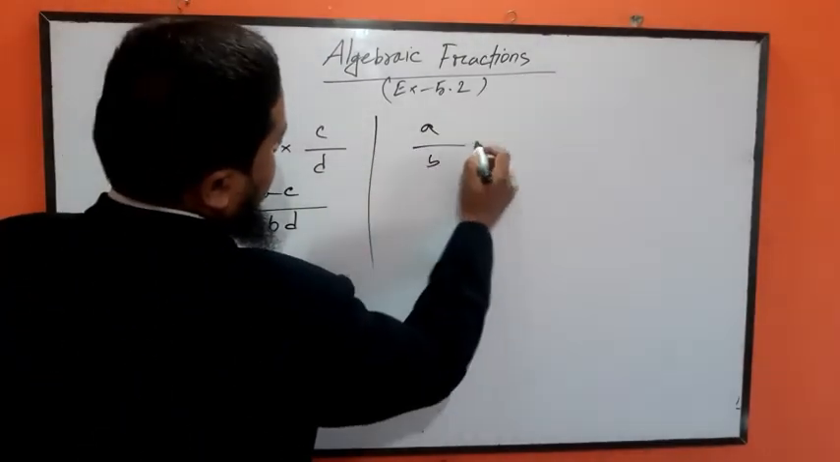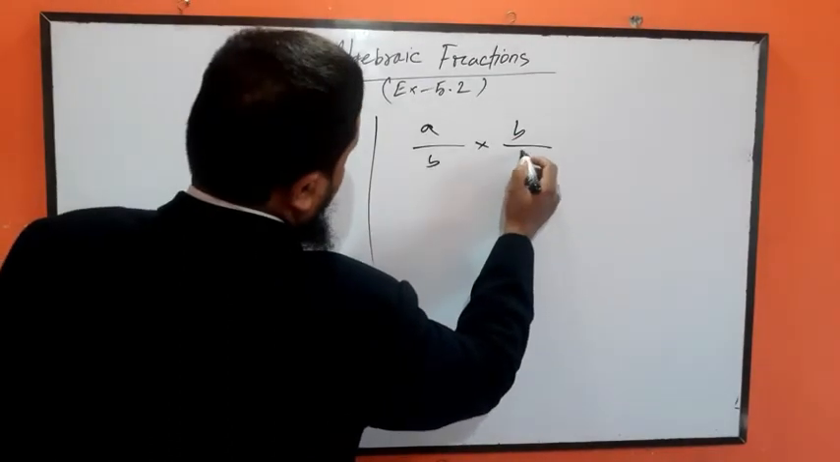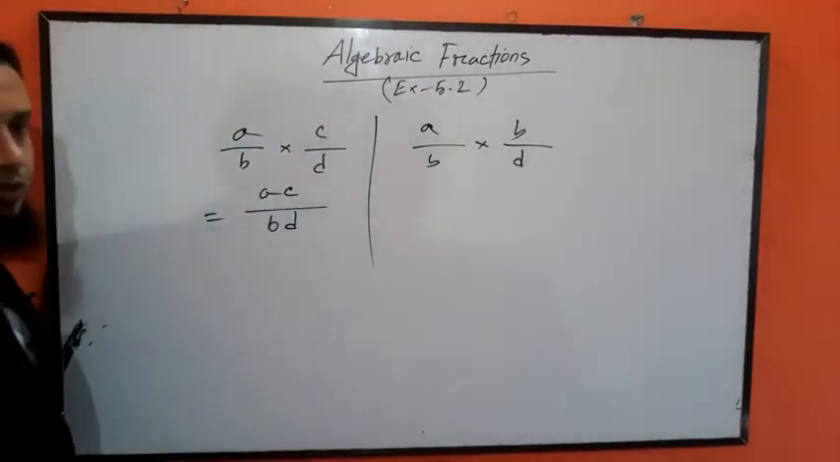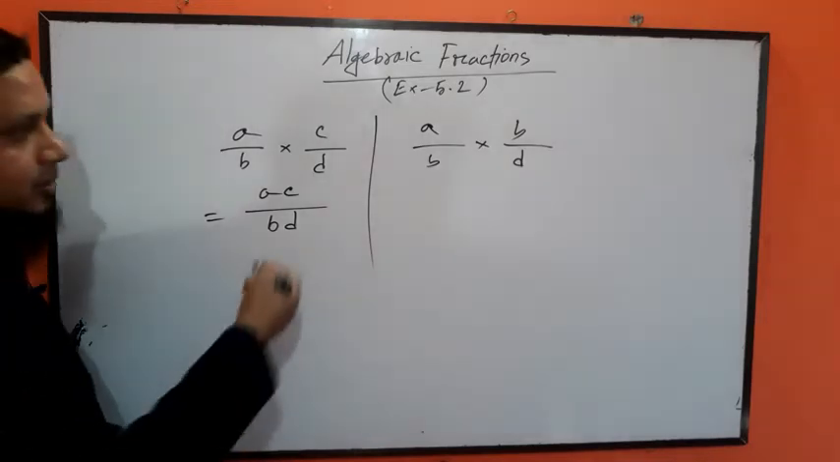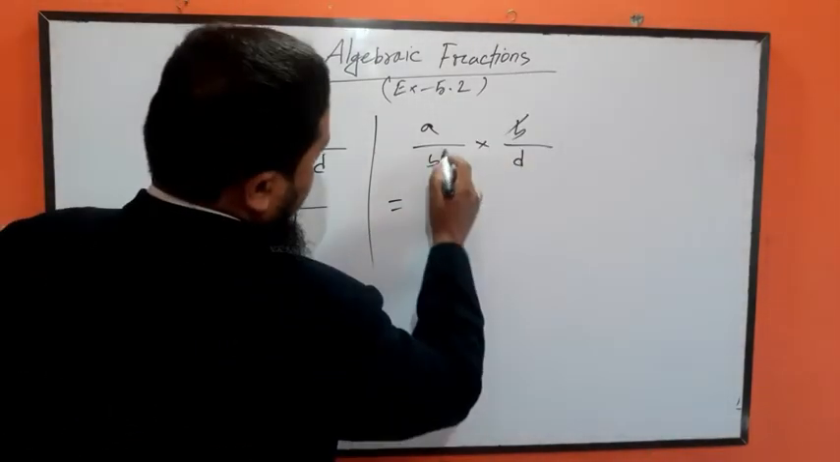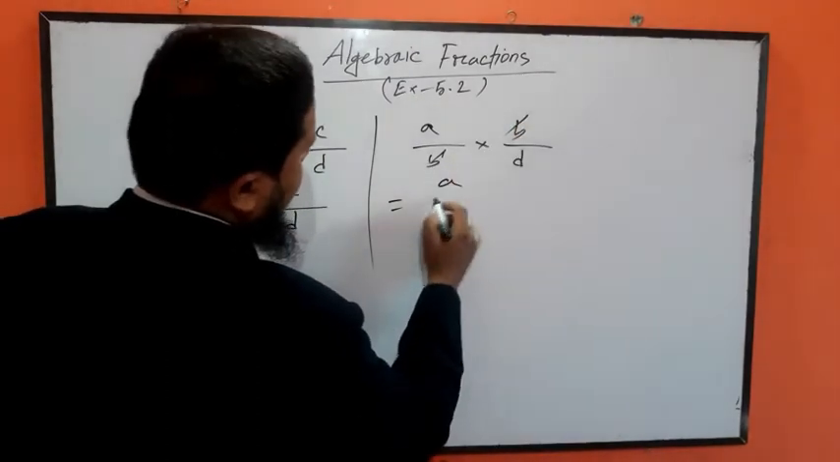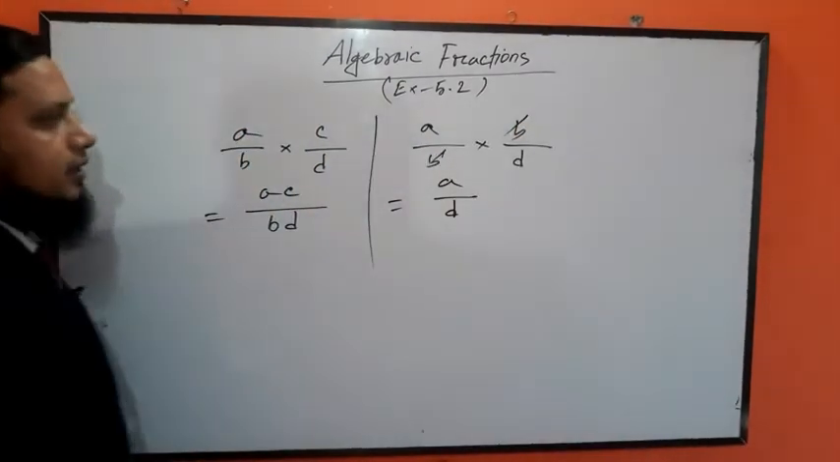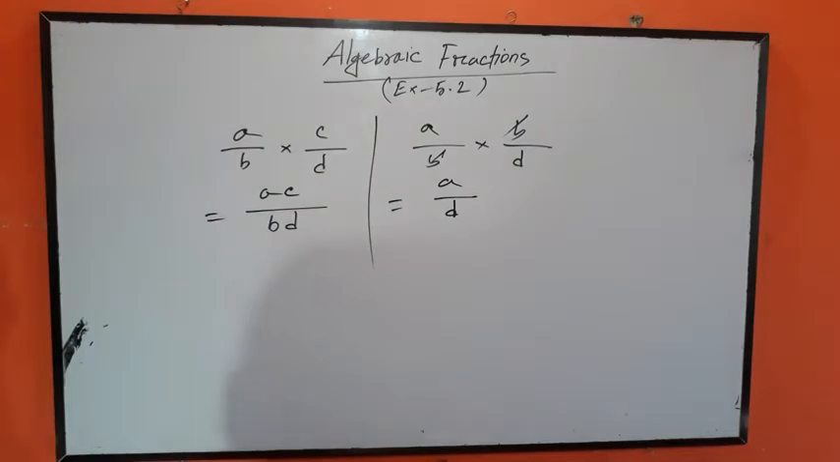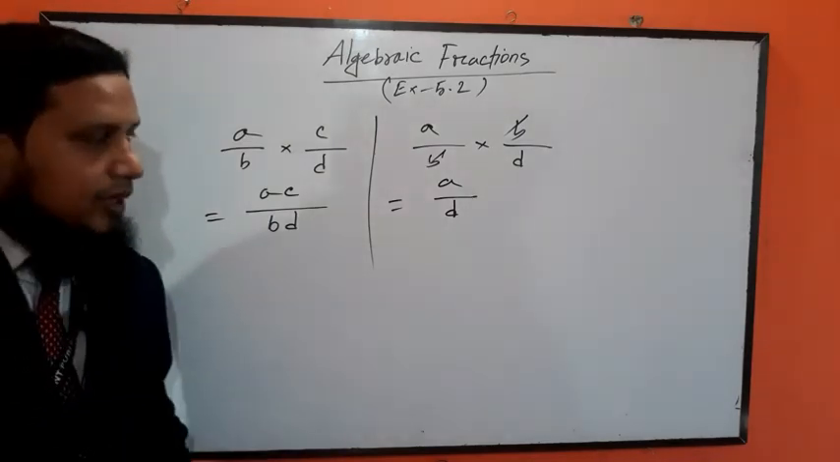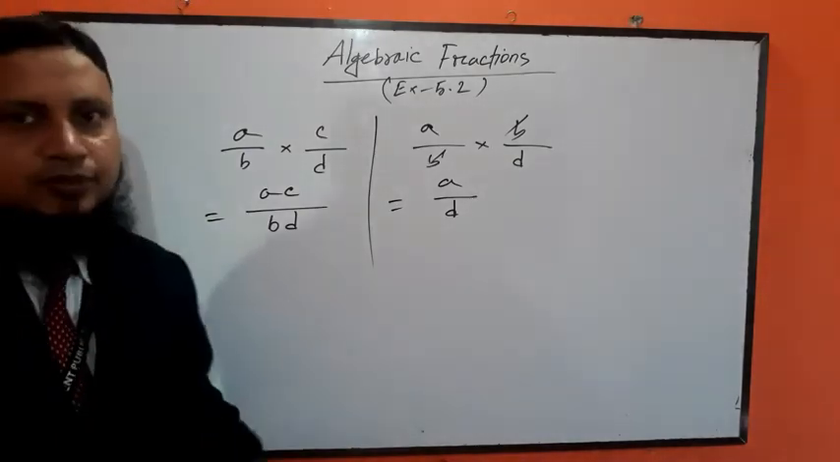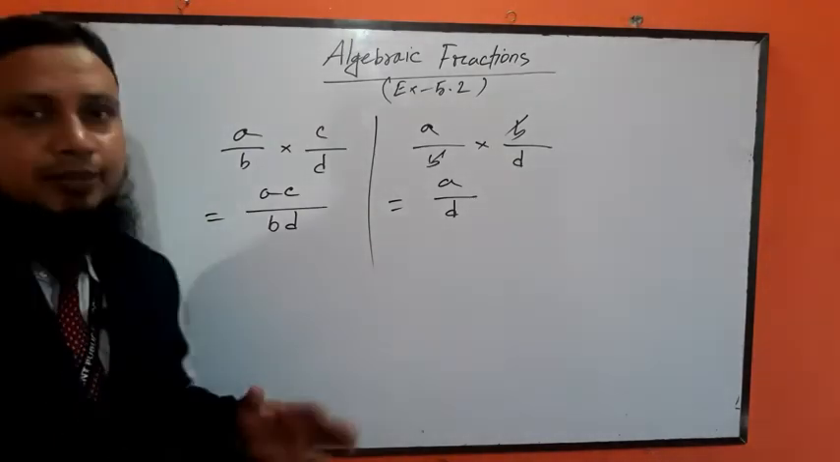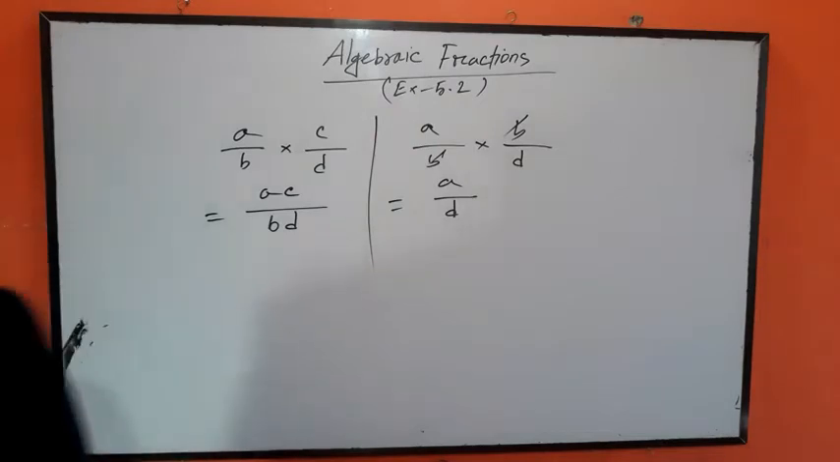Sometimes it may be converted into the smallest form. Here the numerator and denominator have the same factor, this is cancelled, b b, and we get a new fraction. This is an example of multiplication of fractions. Now we try to solve some problems related to multiplication of fractions.